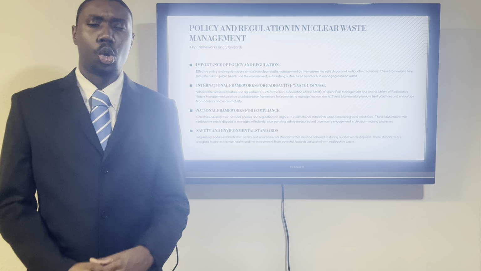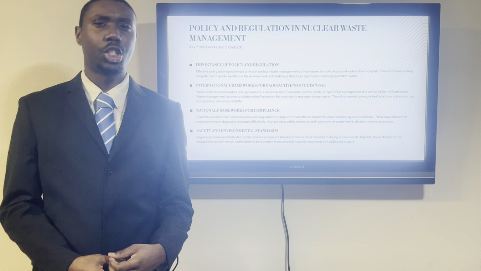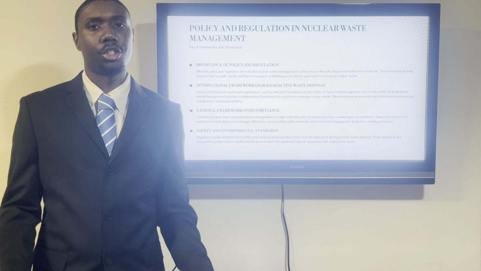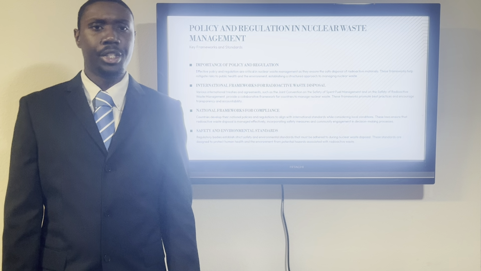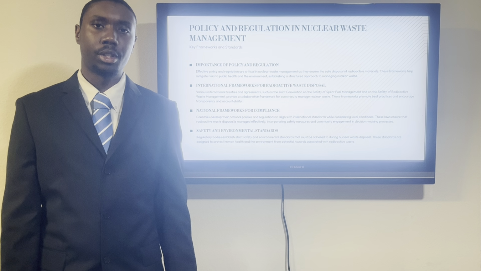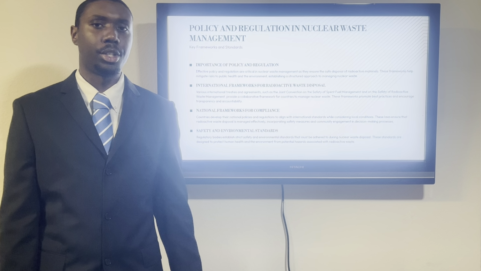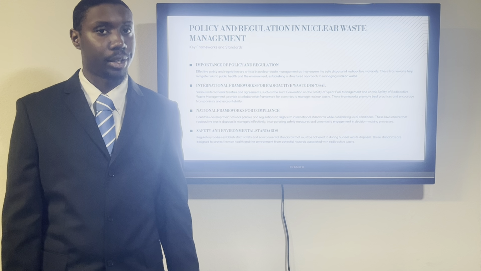In addition, regulatory bodies set strict safety and environmental standards to prevent radiation hazards and long-term contamination. These standards protect both ecosystems and human populations from potential risks associated with radioactive waste.